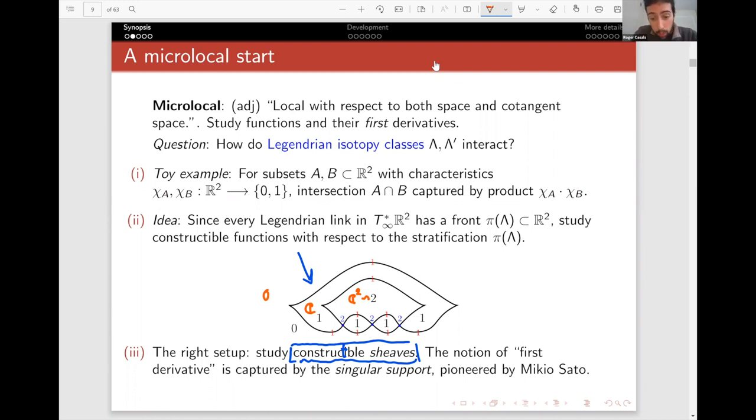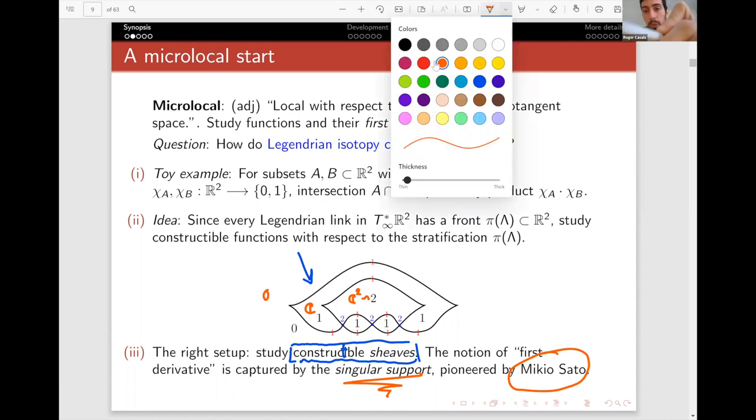So the good idea, the really new thing that happened that made this constructible sheaf theory able to interact with contact and symplectic geometry, is due to Mikio Sato, very well and thoroughly explained by Masaki Kashiwara and Pierre Schapira in their book, Sheaves on Manifolds, but then in many articles and conferences later. It's the notion of singular support. That's one of the few things I won't be able to explain in detail today, but I want to at least give you a quick intuition.